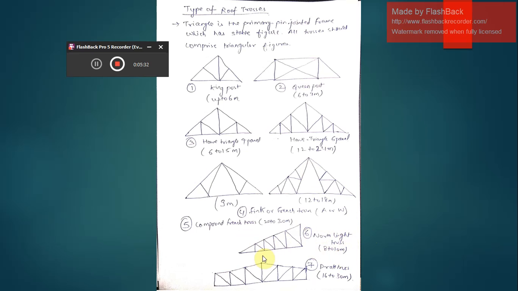It is a different type of truss in a triangular shape. And the last but not the least, that is the Pratt truss, most commonly used for larger spans, 16 to 30 meter. We will go for the Pratt truss. You must have also heard about this.